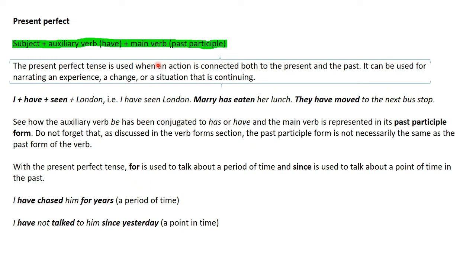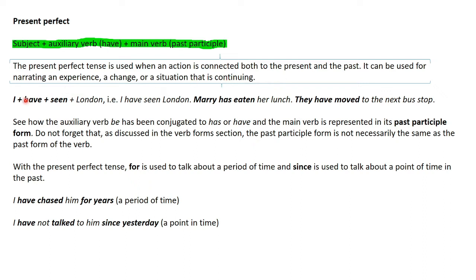Keep in mind that an action which is connected both to the present and the past is represented in the present perfect tense. So when you're narrating an experience or a change or a situation that is continuing, you will use a present perfect tense. This is important to understand, that this continuation is not in the form of an ongoing action, but something that is connected to the past and is existing in the present as well.